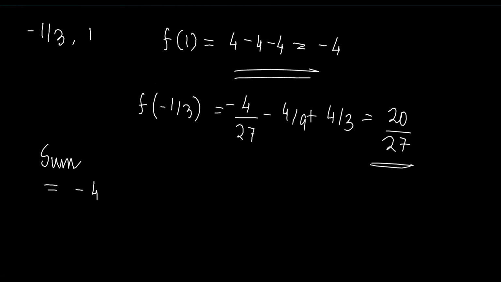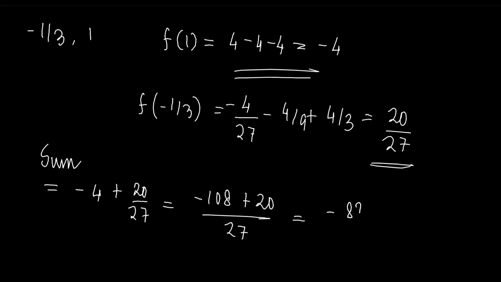Minus 4 is the minimum and this is the maximum. So the sum will be what? Minus 4 plus 20 by 27. So this will be minus 108 plus 20 by 27. So our final answer will be minus 88 by 27. So this will be our final answer.